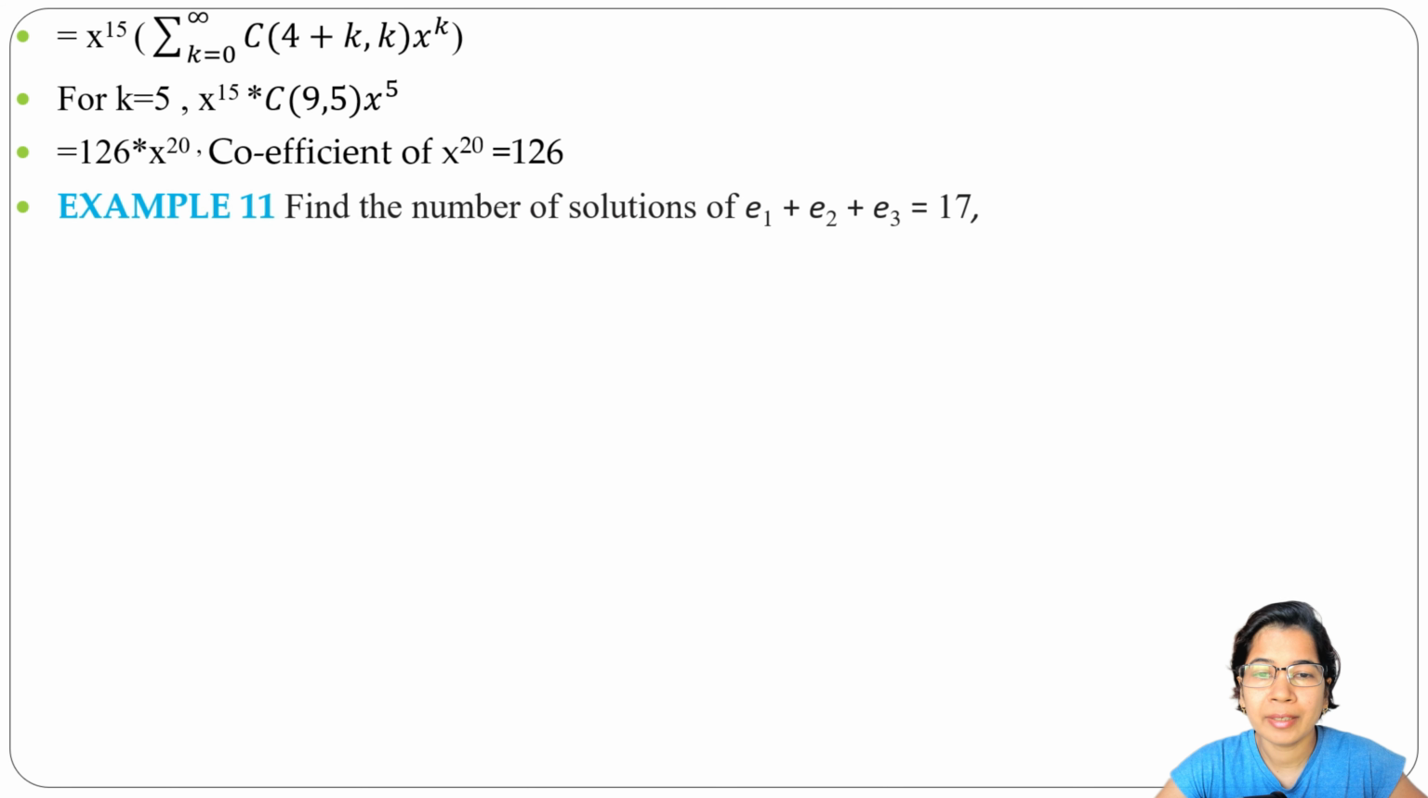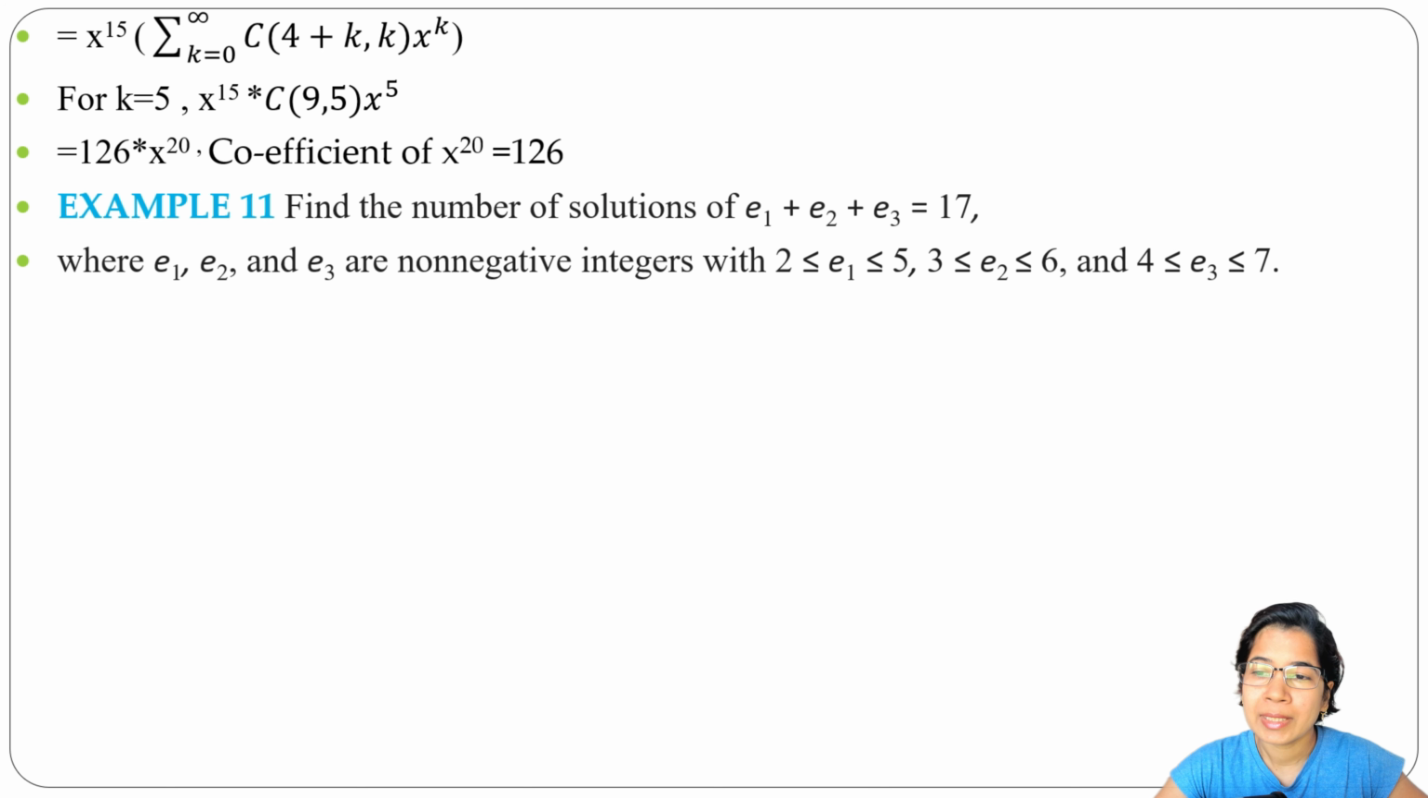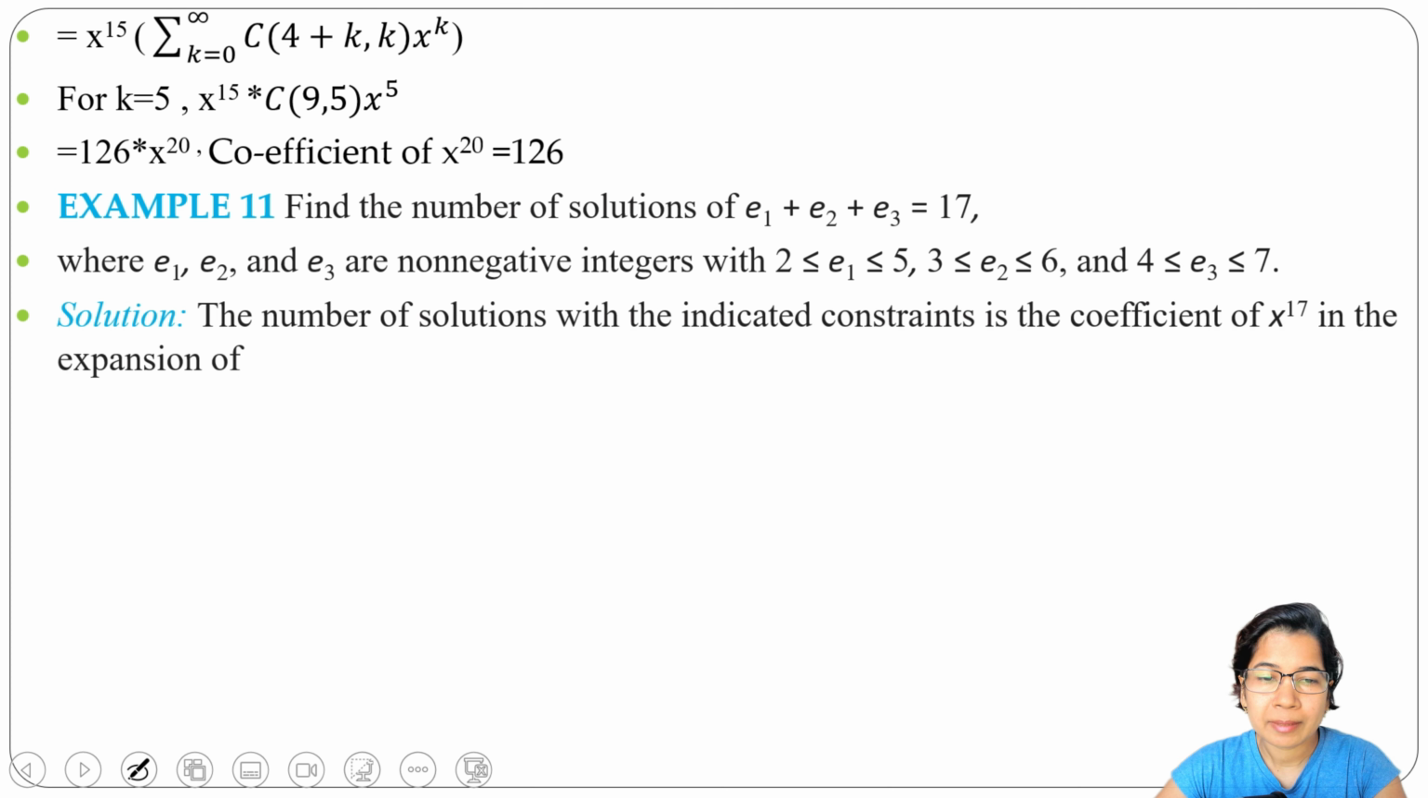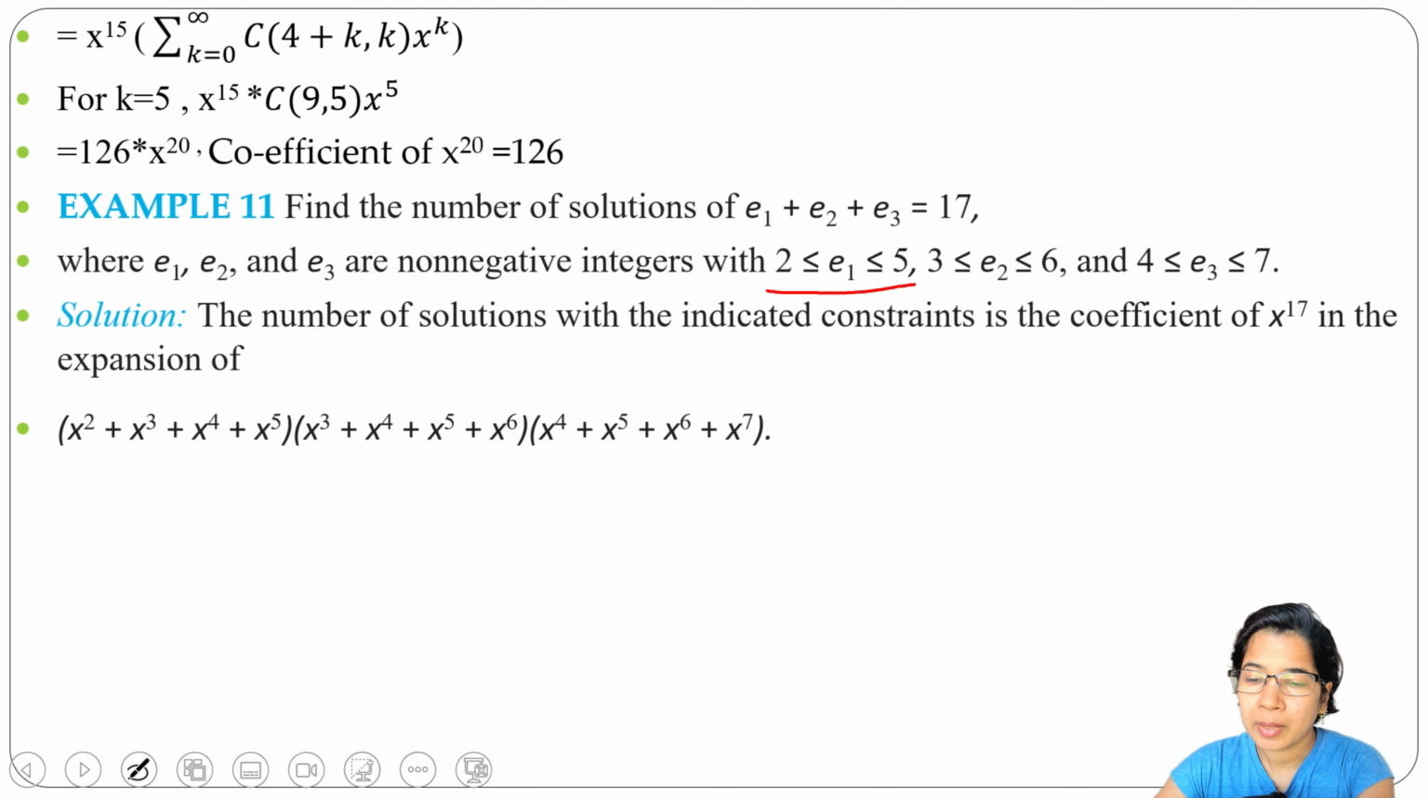Let's see the last example. Example 11: find the number of solutions of E1 + E2 + E3 = 17, where E1, E2 and E3 are non-negative integers with 2 ≤ E1 ≤ 5, 3 ≤ E2 ≤ 6, and 4 ≤ E3 ≤ 7. So we need to check in how many ways we can get x^17 from the expression. And what will be our expression? E1 ranges from 2 to 5, so x^2 + x^3 + x^4 + x^5.